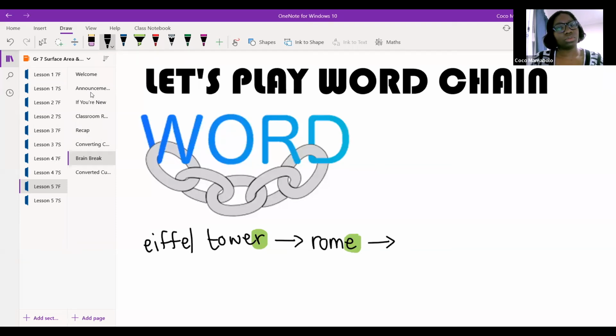Epping Forest. The Ebony Forest. That's a nice one. I like that one. Ebony Forest. Nice. Okay. Sure. That was a really nice one. I did not think of that.